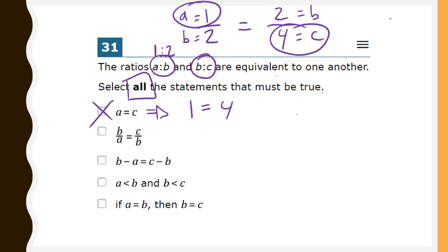Next one, I'm going to use all of my values again to rewrite this equation. So my B value is 2, as it states up above, over my A value, which is 1. And is that equal to my C value, which is 4, over my B value, which is 2? Now what you can see here is that this is definitely a true statement, and bada bing, bada boom, I've got one of my correct answers.